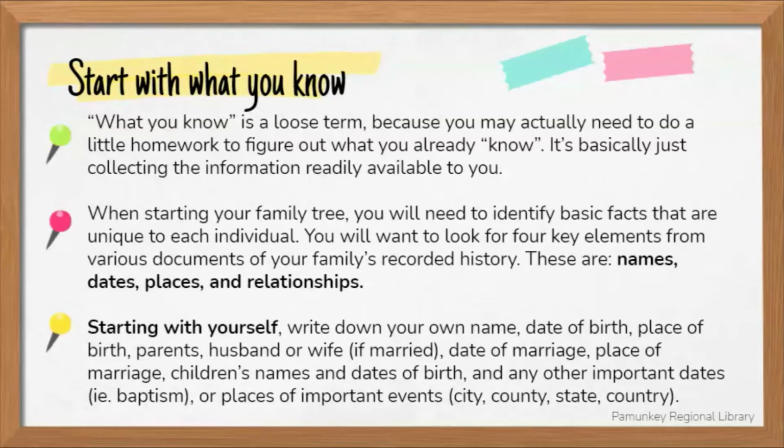So then starting with yourself, again, easiest person to start with, you're going to write down your own name, date of birth, place of birth, parents, husband or wife, or spouse or partner if you're married, date of marriage, place of marriage, children's names and their dates of birth, any other important dates like baptisms or anything, and then places of important events, so city, county, state, country, etc. Remember, we're taking notes. We got all our notebooks, we're taking notes. So we're gonna start with ourselves, write down all this stuff, and if you've got your pedigree chart, if you've got your family tree, put yourself on there, easiest person to start with.